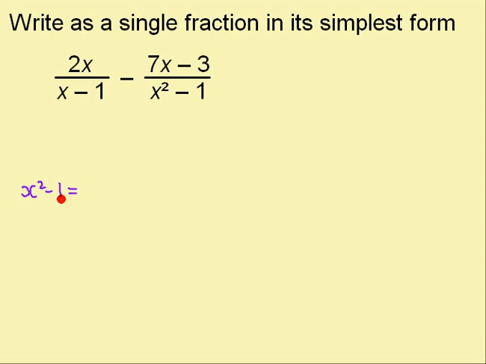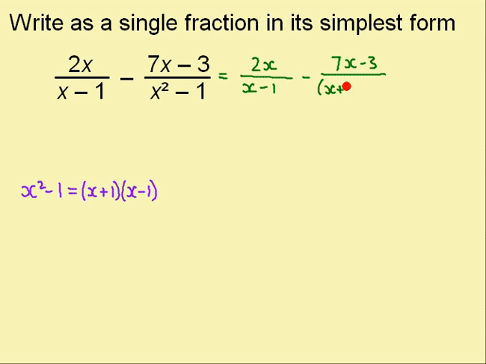Well, I definitely can because this is the difference of two squares. So it factorises as x plus 1 and x minus 1. So I can now rewrite the question as 2x over x minus 1 minus 7x minus 3 over x plus 1, x minus 1. I now want to find a common denominator, and the nice thing about these questions is that it's going to be this one here, the quadratic that you factorised. So I rewrite this as two fractions, both with x plus 1, x minus 1 as the denominator.